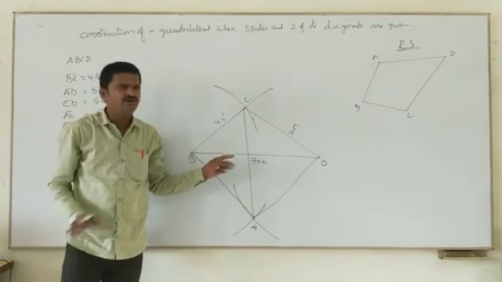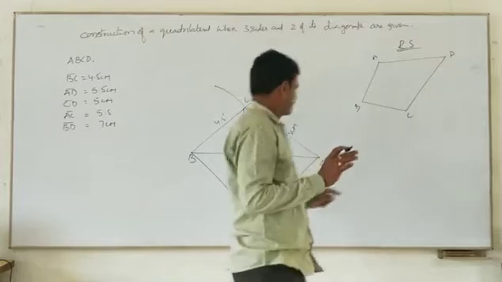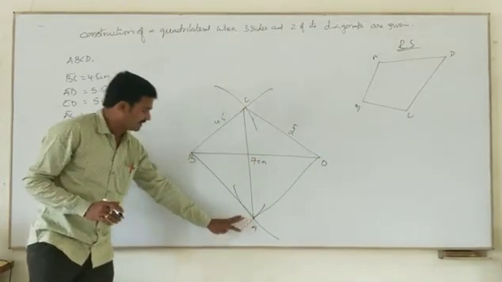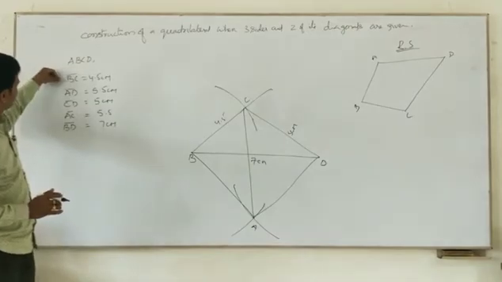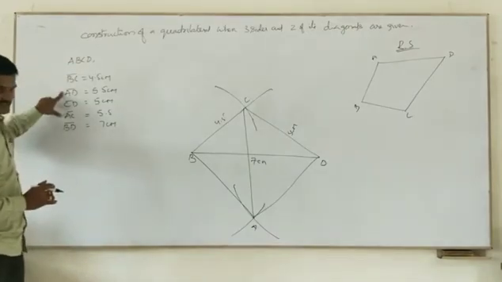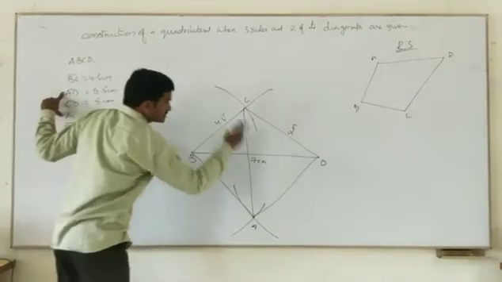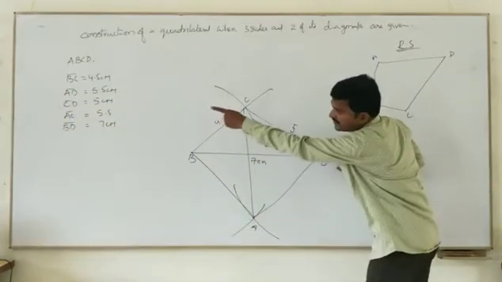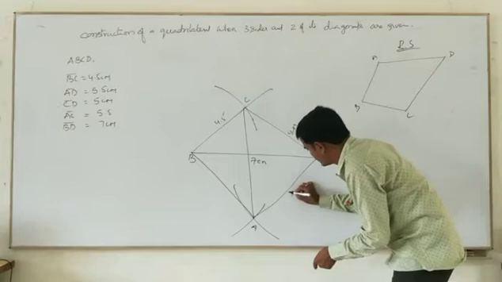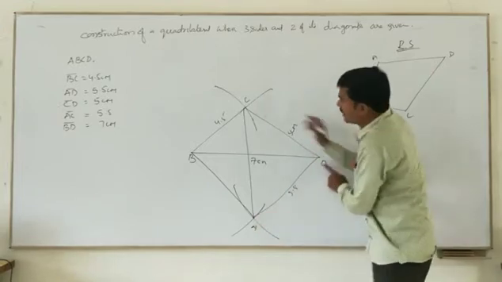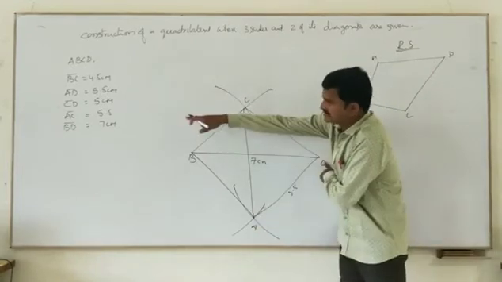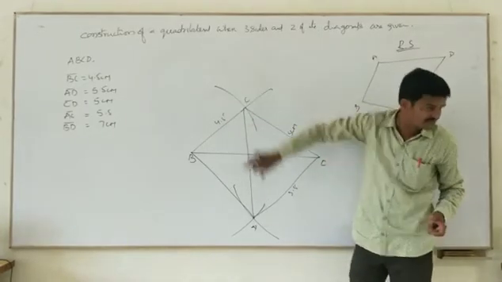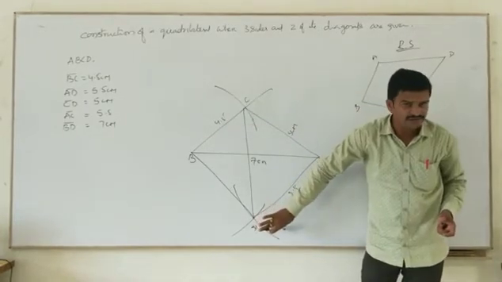Are you clear? Here we need to plot A. To plot A, what measures are there? See all of you, AD and AC. So AC means C here, and AD means this. How much is AD given? 5.5. With 5.5 you can draw an arc. How much is AC given? AC is also 5.5, fortunately. With the same radius, draw an arc from C. Are you clear?